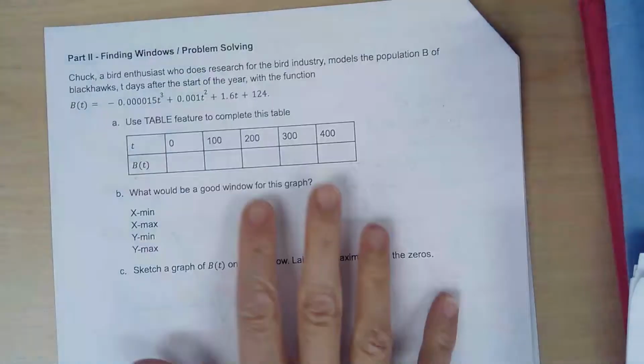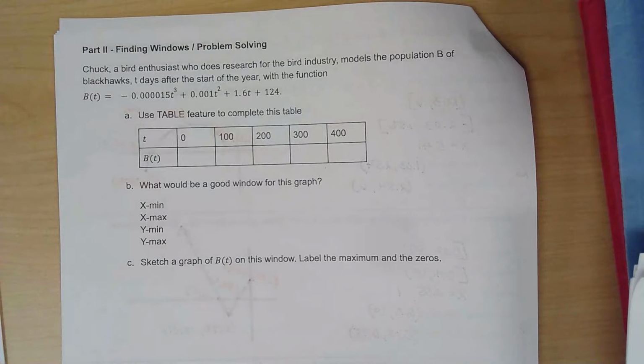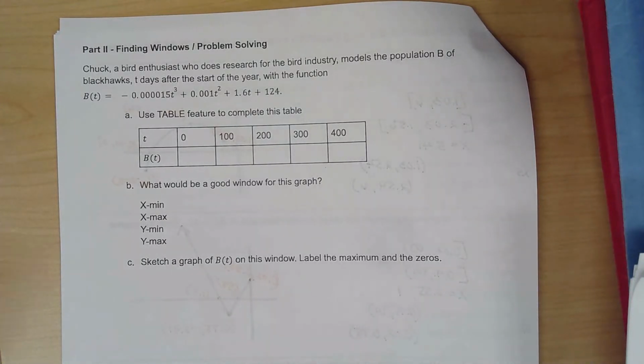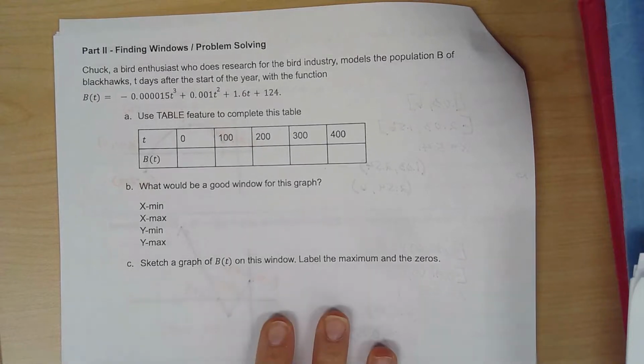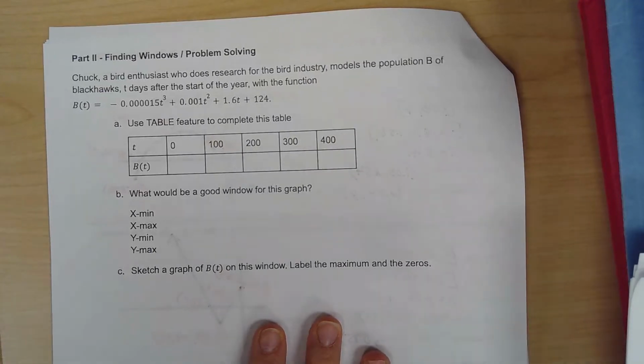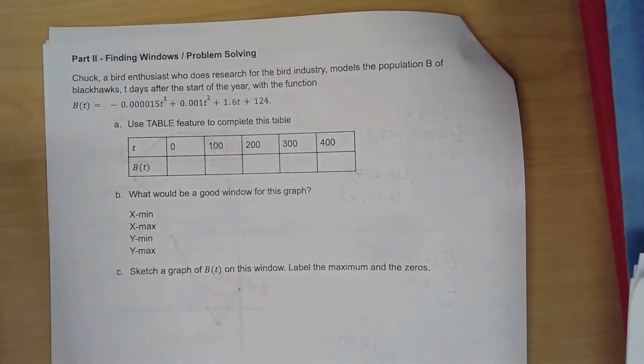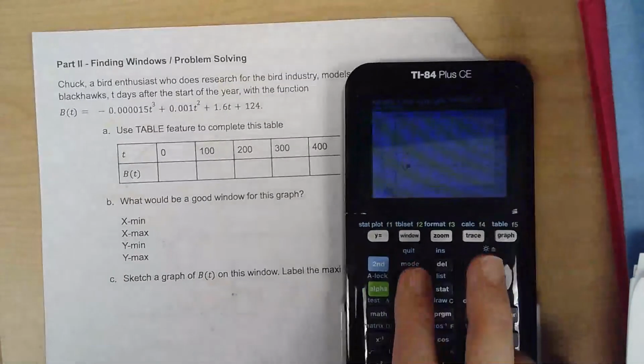We're going to do something a little bit more elaborate, which means we're going to turn the page and try a story problem. It says, Chuck, a bird enthusiast who does research for a bird industry, models the population B of Blackhawks T days after the start of the year with this function. Use this equation to complete the table. All right, so grab your calculators.